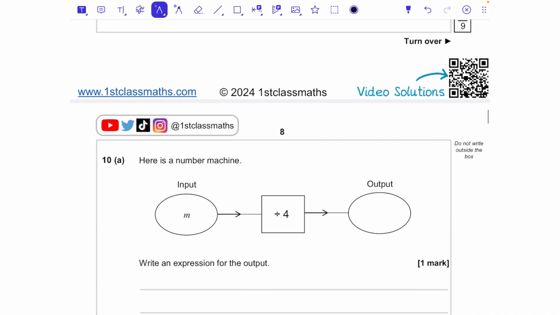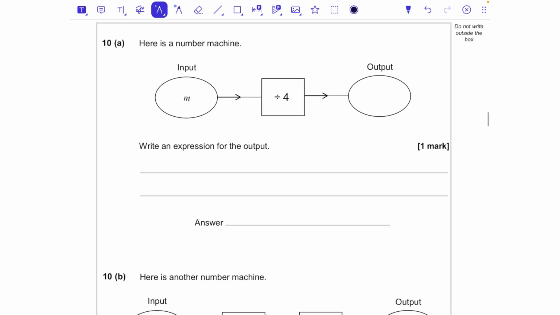Right, question number 10. Here is a number machine. The input is M, and it's going to divide by 4 to get the output. Write an expression for the output. So I need to do M divided by 4. An expression is stuff in terms of algebra and with the letters in them. So the output you could write as M divided by 4, like that.